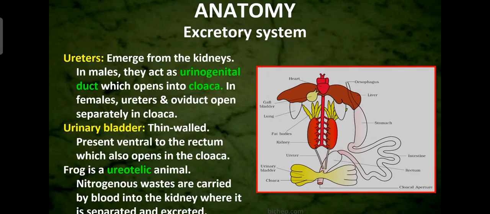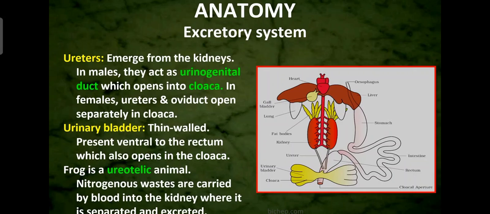This is in the males. In females the ureters and oviduct open separately into the cloaca. So in the males it is together as the urinogenital duct, and in the females the ureters and the oviduct open separately into the cloaca.